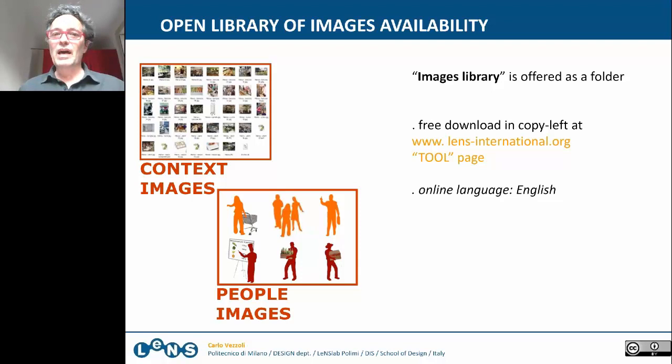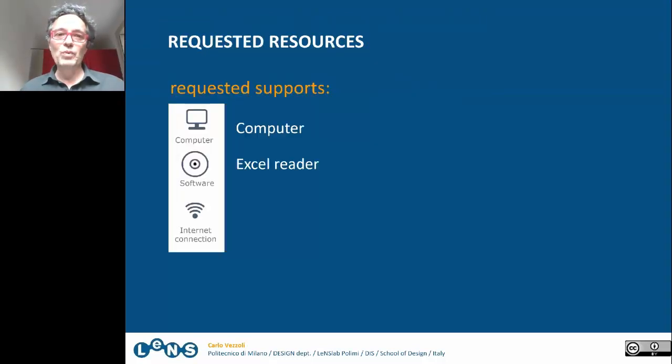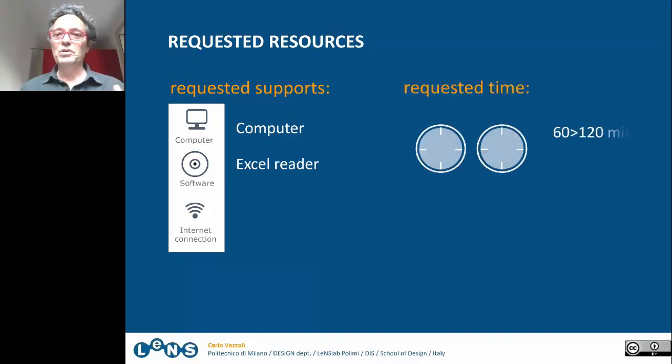As well, you have an image library from which you can download either context images and people images, as we said before, and this could be downloaded as open access from the LeNS International platform in the tool page as well. What you need definitely is a computer, an Excel reader, and an internet connection to download it.